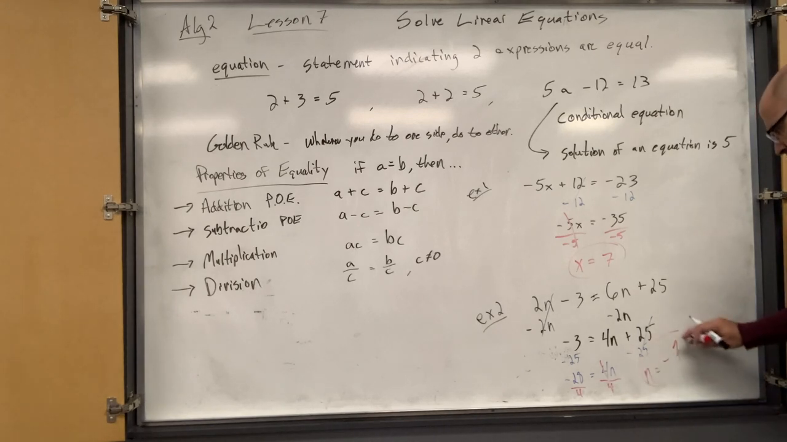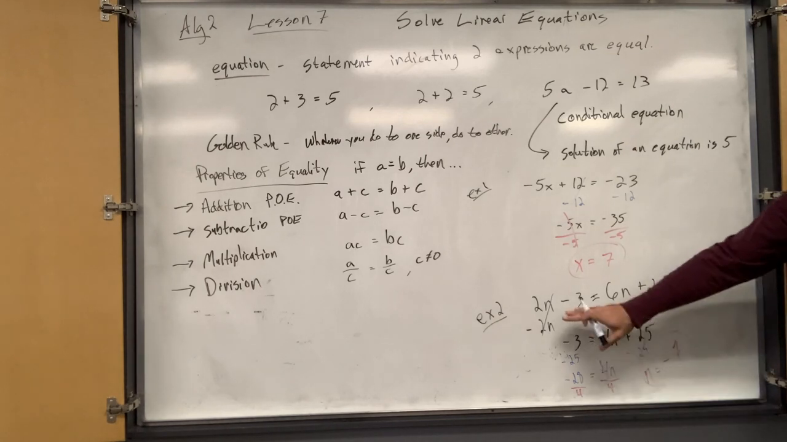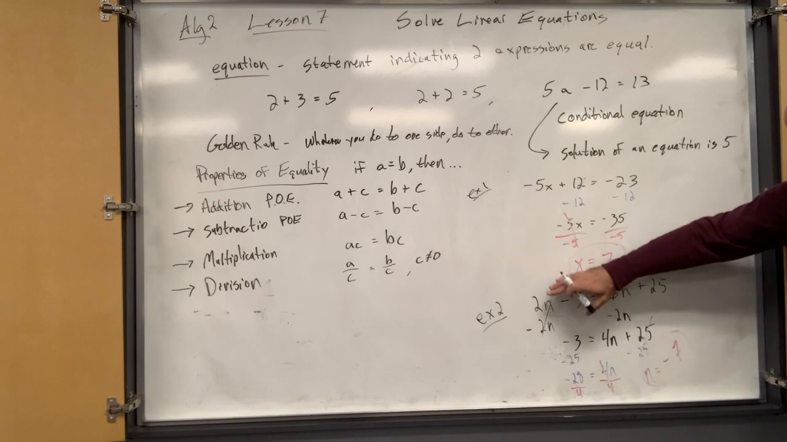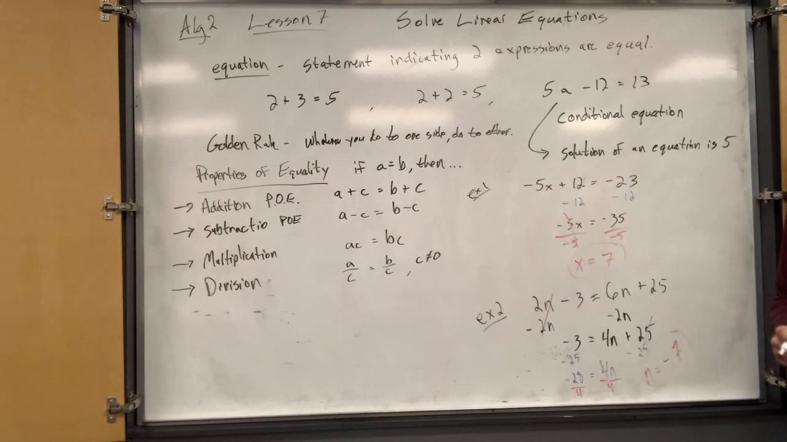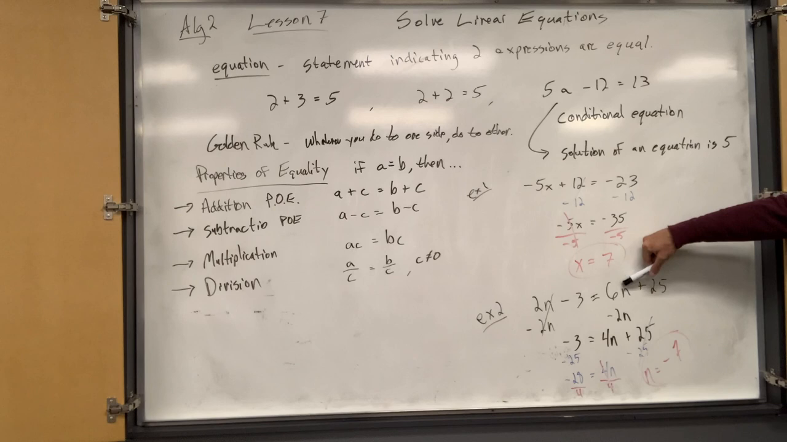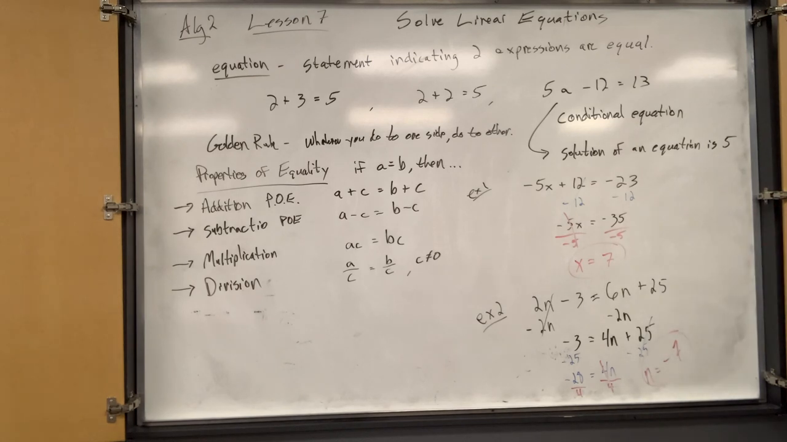7. All right, let's just plug it in for fun into our original equation. 2 times negative 7 is negative 14 minus 3 is negative 17. So we got negative 17 on the left side. Let's make sure we get negative 17 over here. 6 times negative 7 is negative 42. What happens when you add positive 25 to negative 42? Well, that's easy math because we already know it's going to be negative 17. Okay, it works.